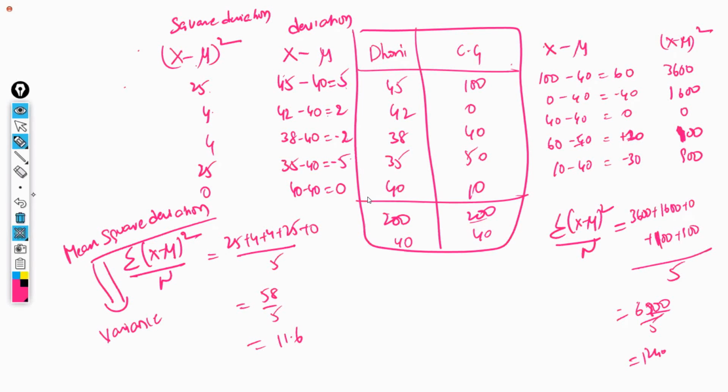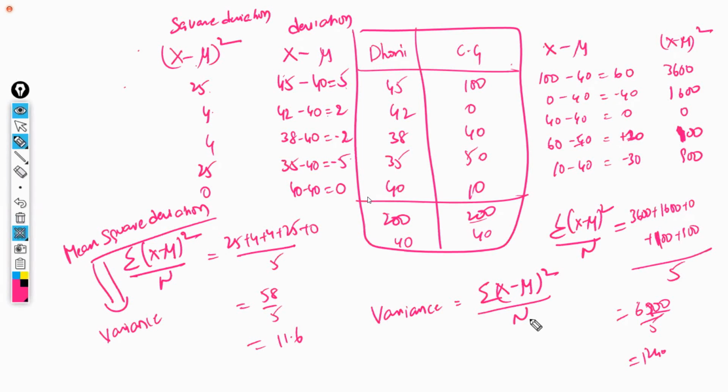Variance is nothing but mean square deviation. What is the variance formula? Variance is equal to: first you take the deviation, x minus mu, square it, and after that take the mean. The mean square deviation is called variance.